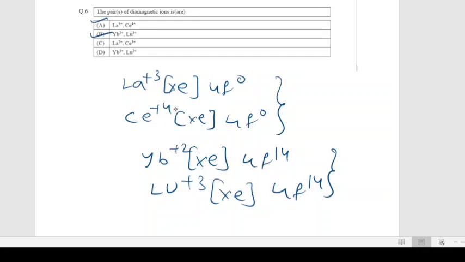And if we consider the remaining charges, for example, La plus 2, plus 3 is having 0 unpaired. Plus 2 means definitely it has one unpaired electron, right? So, like this, if we check the remaining ions, all are having unpaired electrons. They are asking for the diamagnetic ions, which are having 0 unpaired electrons. The first and the second one are the correct options.